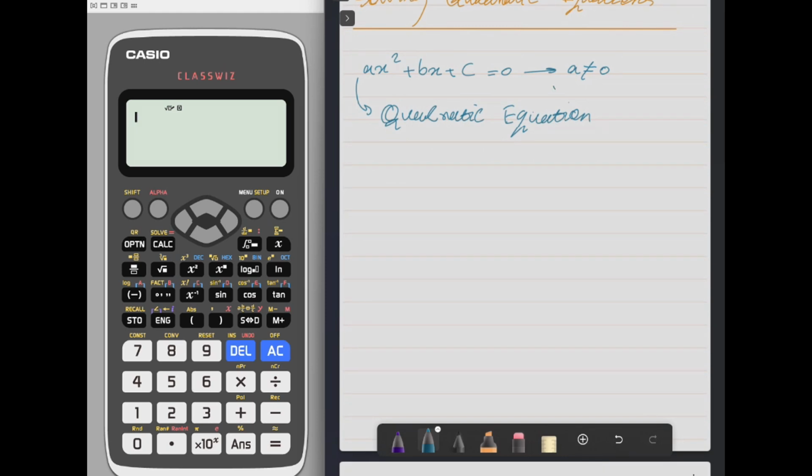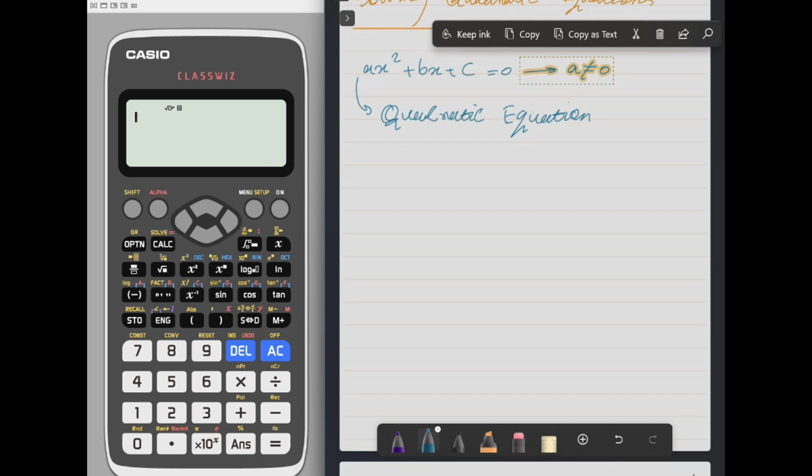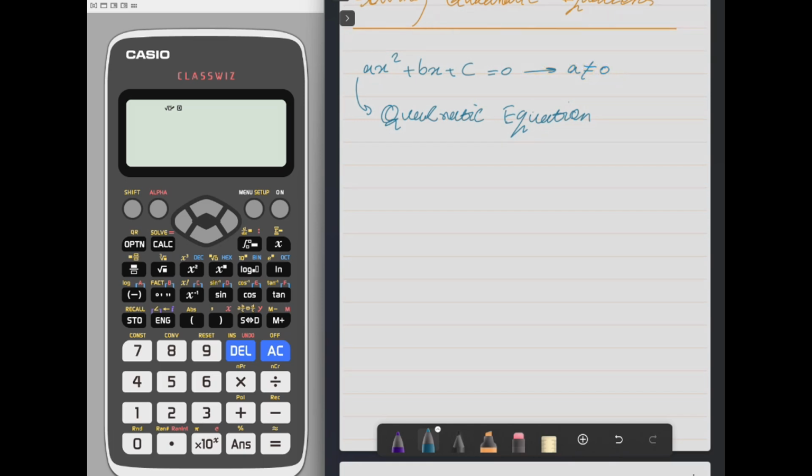Well, we here said that a must not be equal to 0. So this is right. But what happens if b or c are equal to 0? Nothing happens, guys. It is still a quadratic and it can be solved. The only importance is that a must not be equal to 0, or otherwise this is not a quadratic.